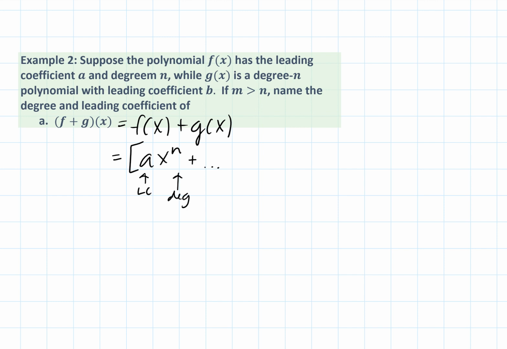Maybe it has an x squared term, maybe it doesn't. Maybe it has an x term, maybe it doesn't. Maybe it has a constant, maybe it doesn't. But we do know that it has this one term. Now we're going to add it to the terms of g. Well, we only know one term of g.